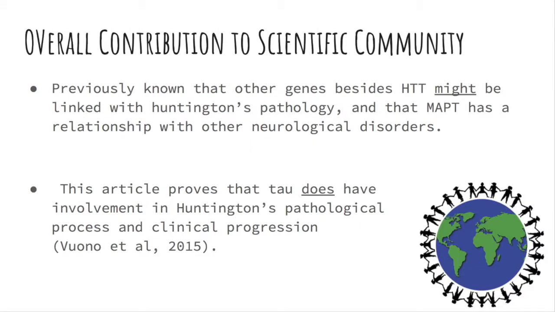It is important to make note of just how significant this paper is to the scientific community and to the world as a whole. Essentially, there is this broad idea in the scientific community that other genes besides the HTT gene might be linked with Huntington's disease. Likewise, there is this idea that tau protein aggregation is involved with other neurological conditions in various ways. Here, the researchers are able to prove the involvement and interaction of tau protein in aggregation of Huntington's disease specifically, and furthermore prove its direct effect on clinical progression of the disease.